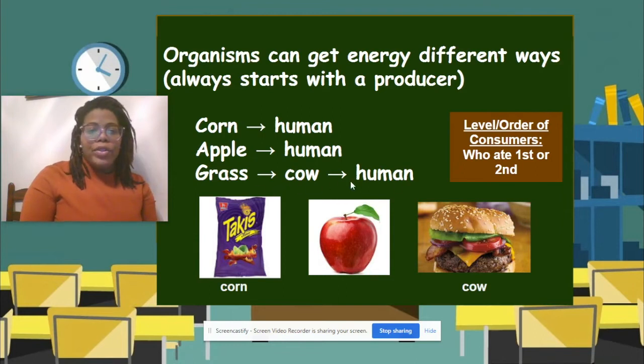In the third food chain here, you see that the first to eat was not a human. It would have been the cow because the cow ate the grass. And in this case, the human would be a second level consumer because it was the second to eat in this food chain.